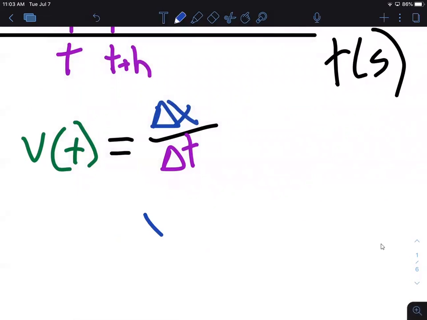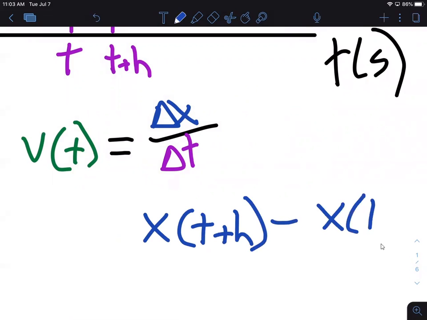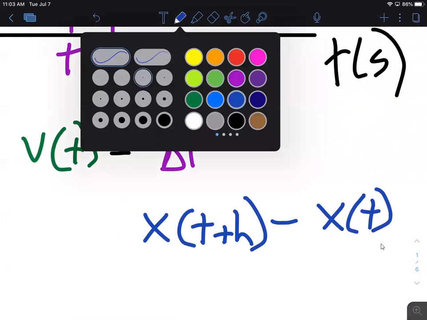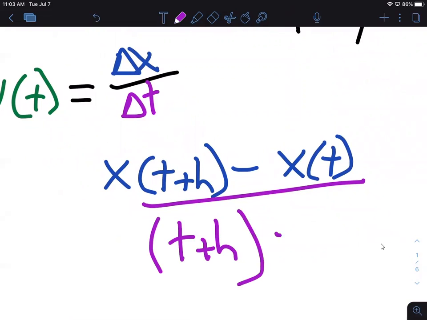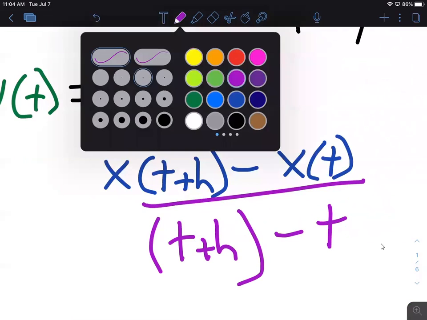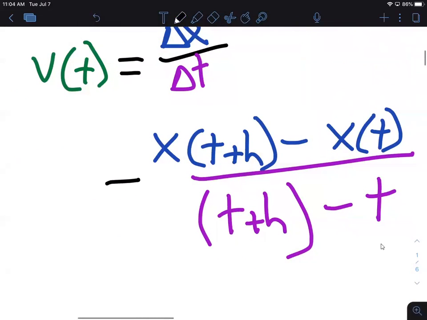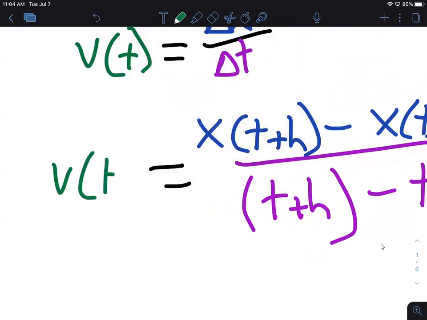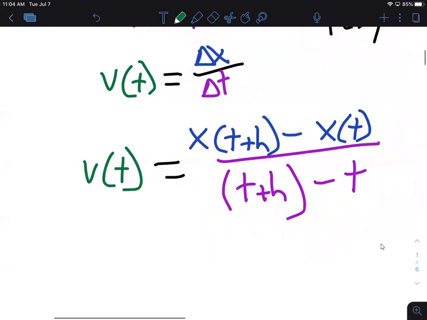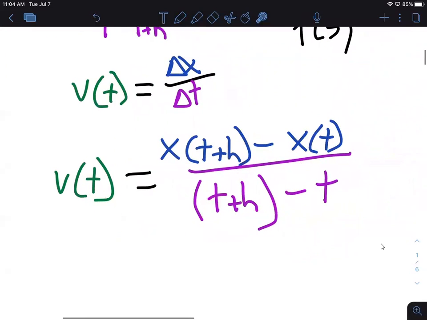So we got our final position, which is the position at time t plus h, minus the position at time t, divided by our final time, which was t plus h, minus our initial time, which is just t. That's going to be our velocity. Again, your math teachers can give you some more in-depth knowledge about all this, but this is the general idea.